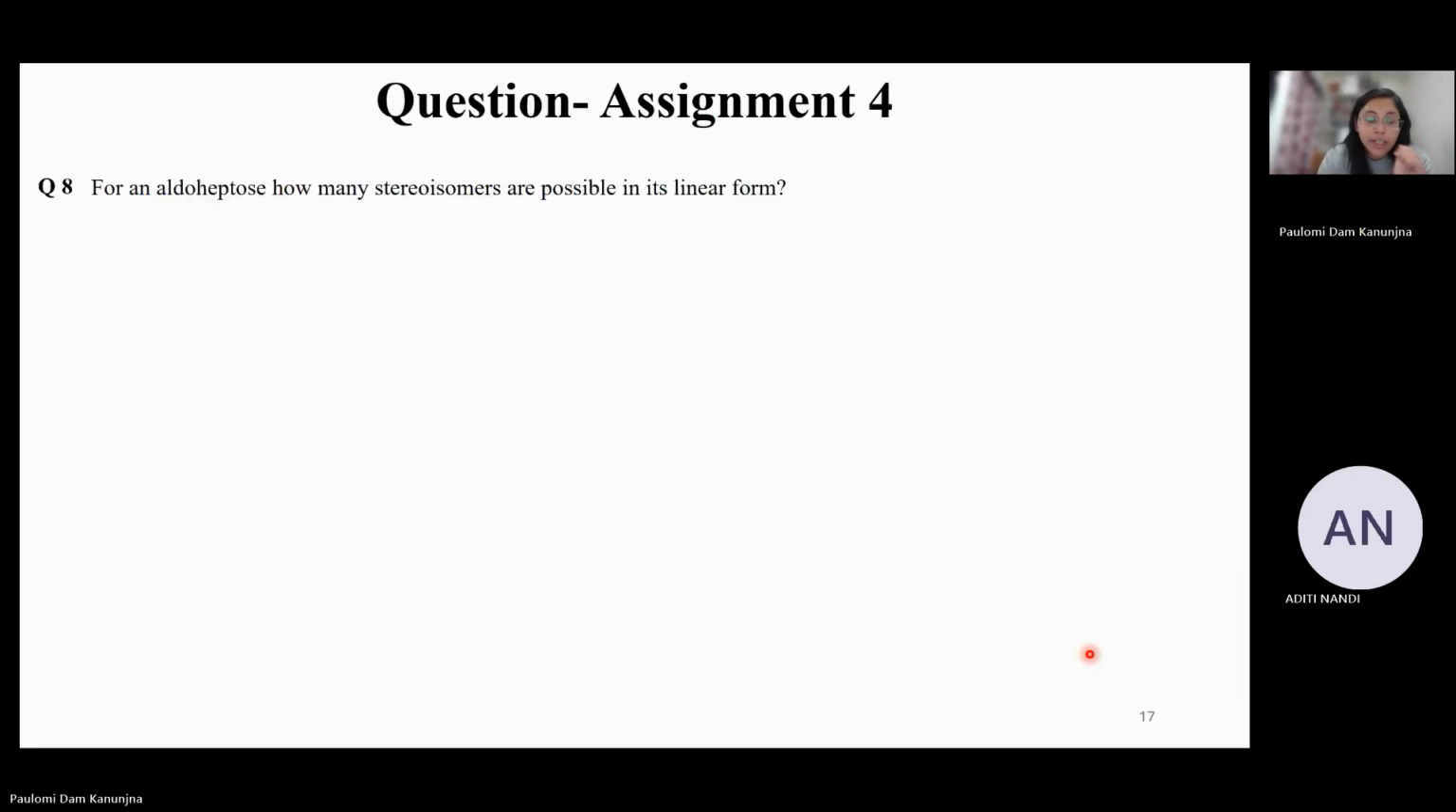Okay, next one. Now you have an aldoheptose, and how many stereoisomers can you have from its linear form?